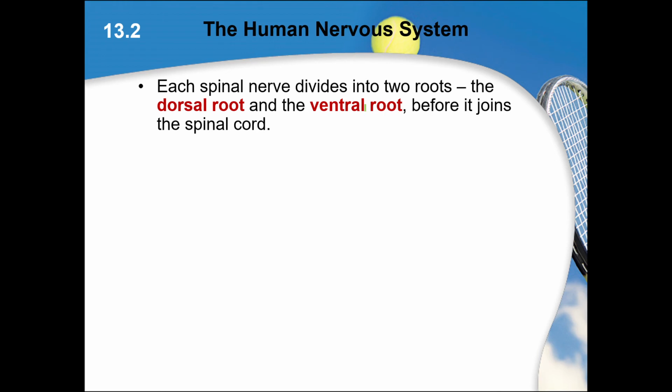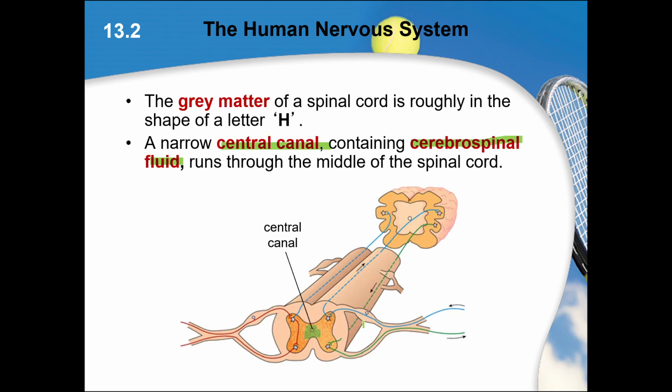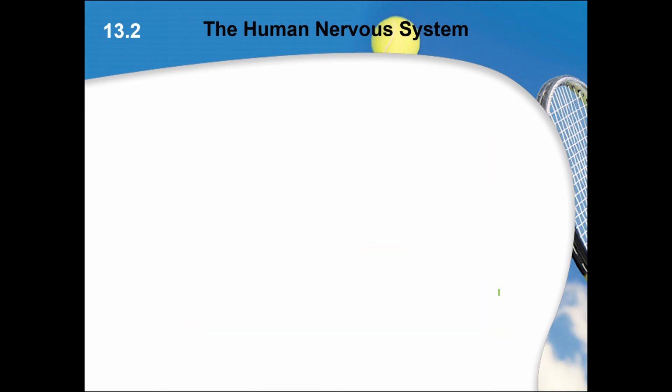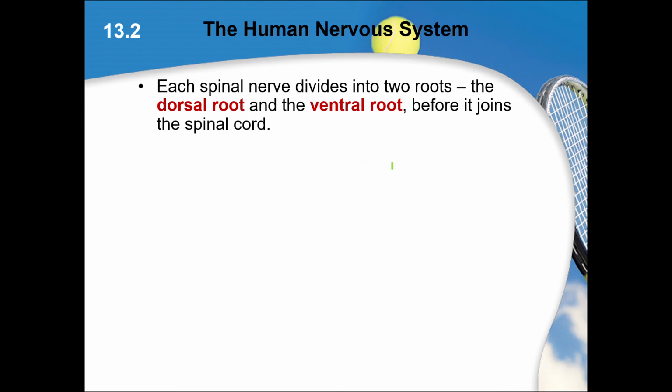Each spinal nerve will divide into two roots. Spinal nerves, we recall, are whatever branches out from the central nervous system. So these are spinal nerves, this whole area is the spinal nerves, and they divide into two roots, the dorsal root and the ventral root.